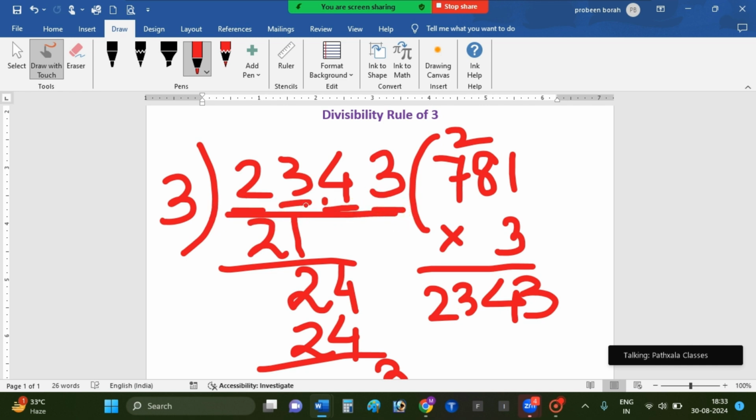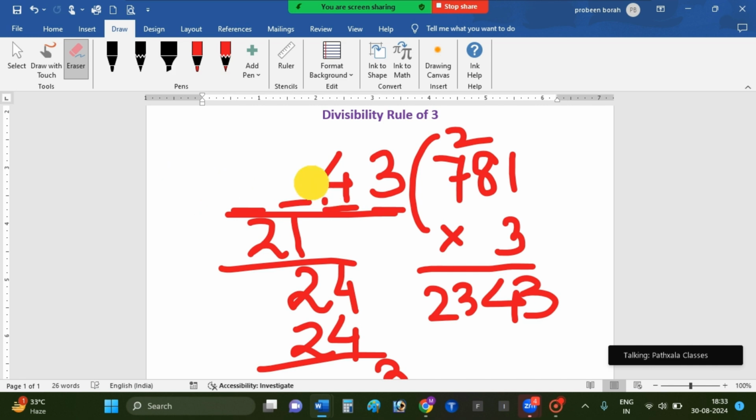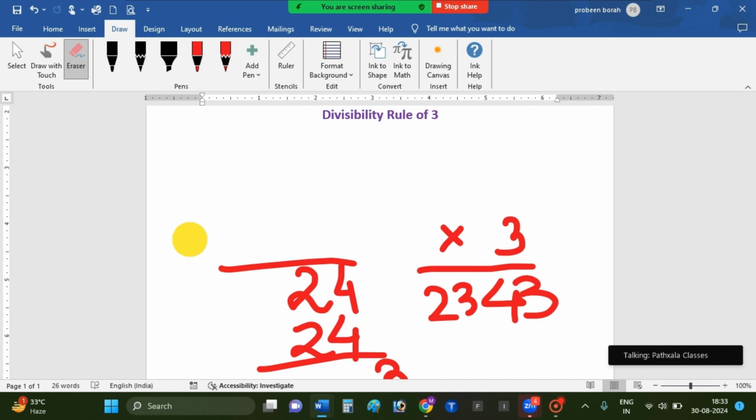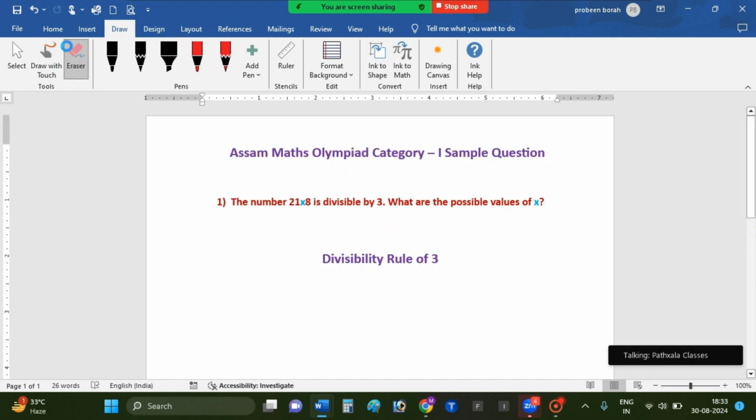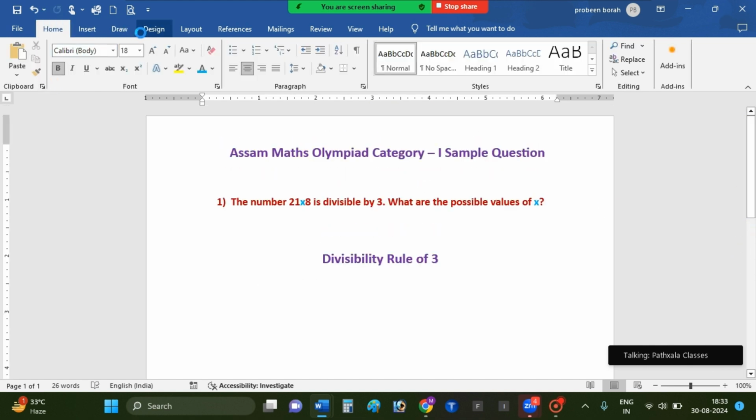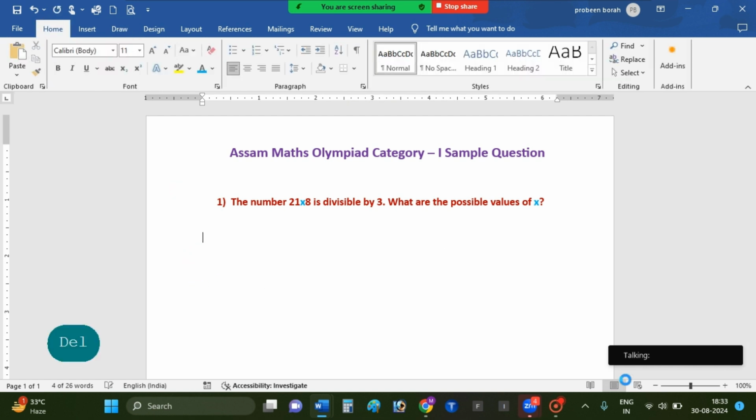Okay, now this is not our main problem. This is how we check whether a number is divisible by 3 or not. Okay, now we go back to our problem statement here. This is our problem statement.